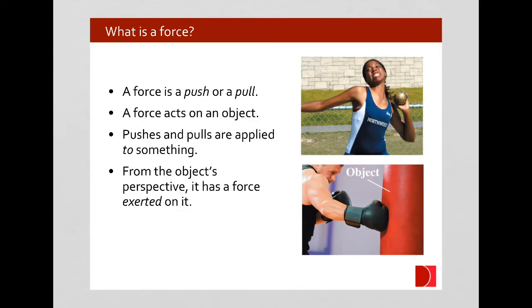So in these examples here, we have an athlete who is throwing a shot put. In this situation, we would say that the shot put is the object. The shot put has a push being applied to it by the athlete. In general, what we'll look at is the forces acting on the shot put and the resulting motion of the shot put based on these forces.